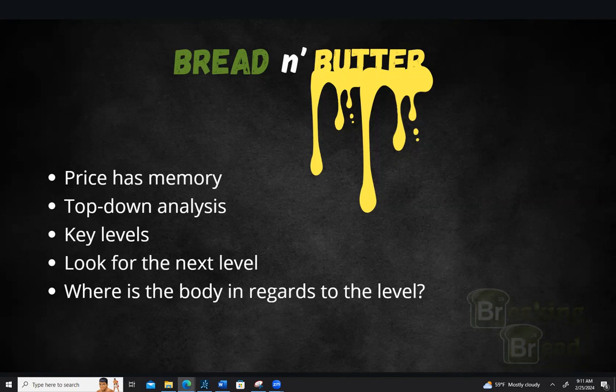And then, like I just showed y'all in the last example, where is the body in regards to the level? In that last example, the price closed above the level of resistance. So since it closed above the level of resistance, that's a confirmation for me to hold on to this play just a little longer. Now, if price closed below that level, then that's a different situation. But make sure you're looking at where price is closing in regards to the level. If you're playing calls, then you want price to close above the level. If you're playing puts, then you want to see price close below the level.